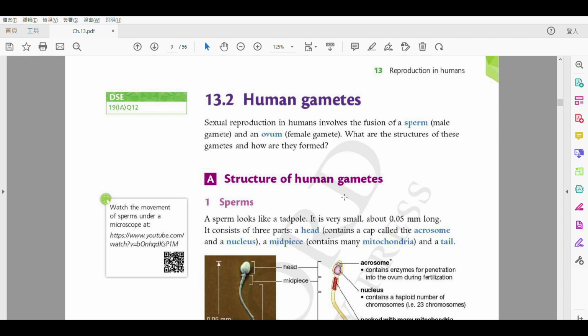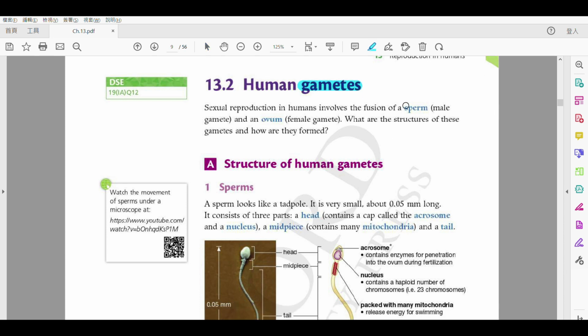Okay, so in this section, it is relatively a little bit easier because we have talked a bit about this in chapter 12. But we're going down into what exactly is the human gamete. So we're going to talk about sperm and ovum in a detailed way. Okay, so let's get ready.